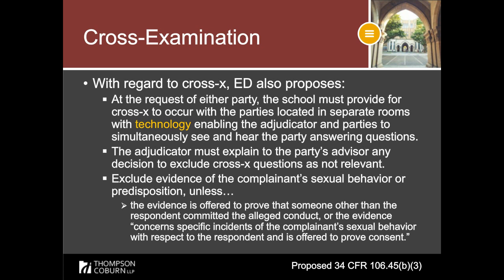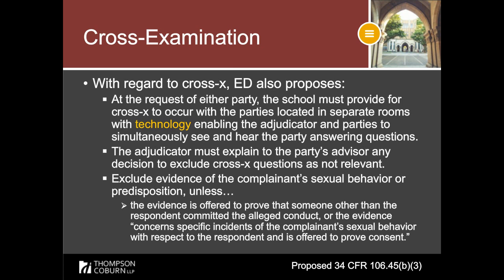The adjudicator has to explain to the party's advisor, I'm on the second bullet, any decision to exclude cross-ex questions as not relevant. Again, the NACUA folks last week made a great point here, and that is, if you ever go to court and a judge decides to disallow a question on the basis that it's not relevant, the judge does not have to explain at any length their rationale. What's interesting here is the department's actually placing an obligation on the adjudicator to explain to the advisor any decision to disallow a question on the basis of lack of relevance. It's also unclear whether the advisor would have any ability to object to that. So basically just tell them what you think and they're stuck with it. This is a little unclear to me as well.